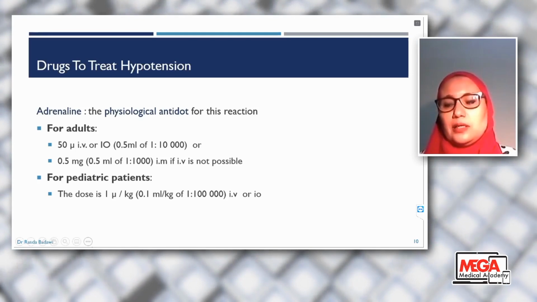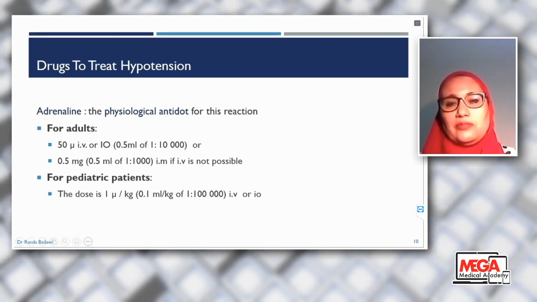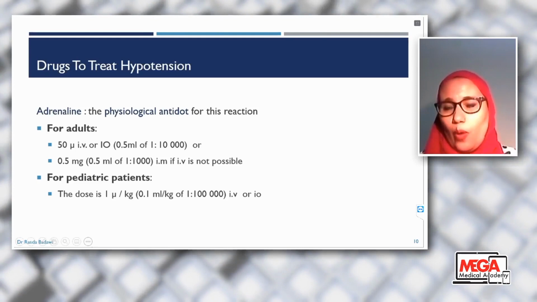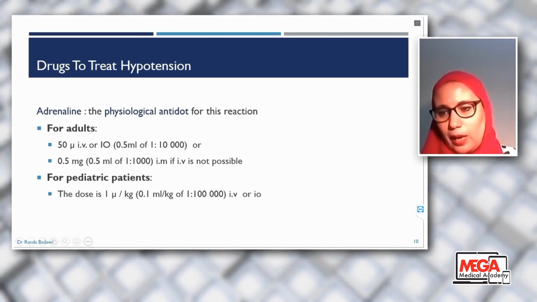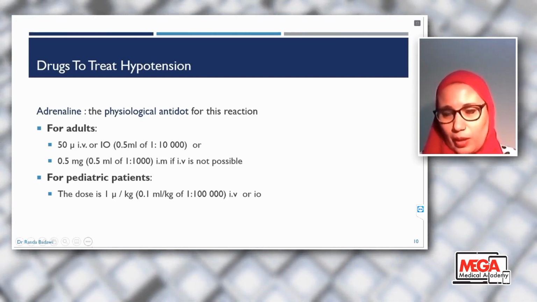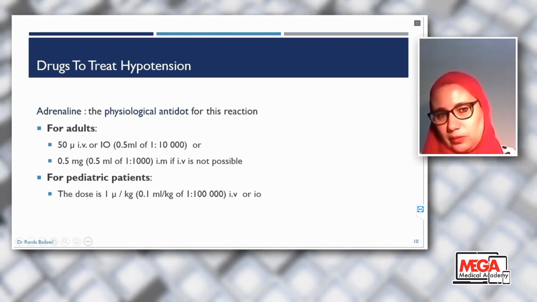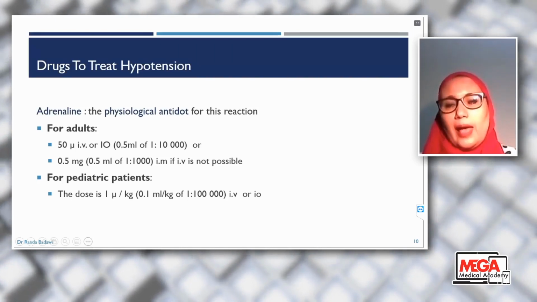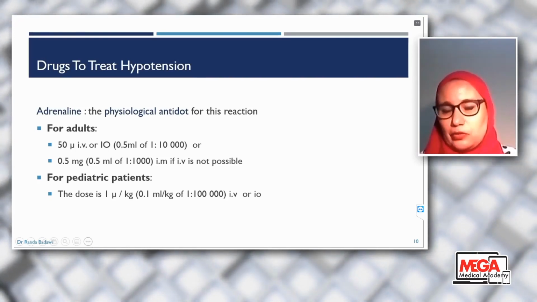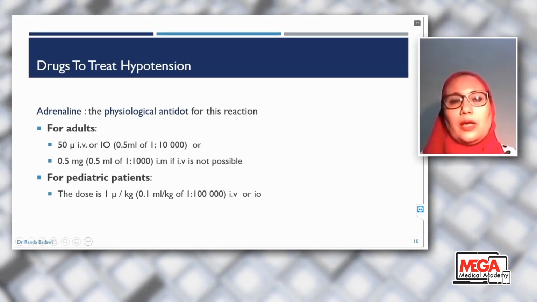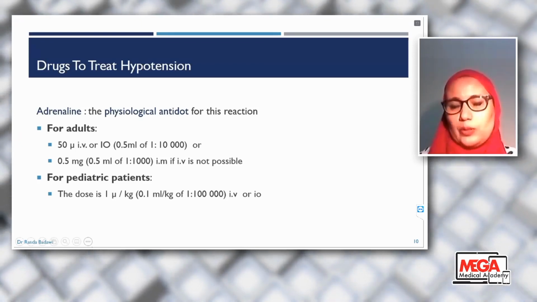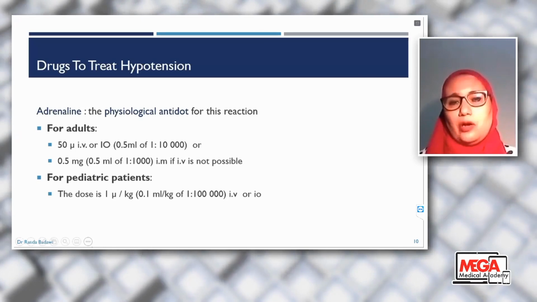In pediatrics, the concentration is 1 to 100,000. So I have to dilute 1 milliliter up to 10 milliliters. Then I take 1 milliliter of the diluted adult concentration, 1 to 10,000, and dilute it again into another 9 milliliters. So, start to give 0.1 milliliter per kg. This is for the pediatric patients. Also give it by intramuscular or intraosseous route.